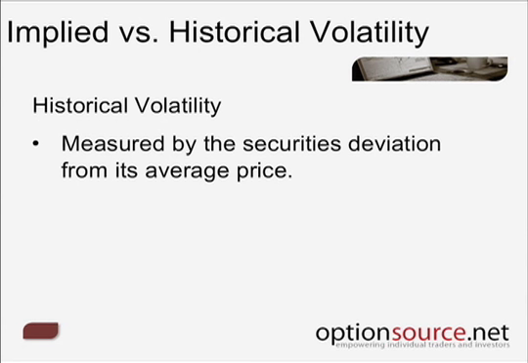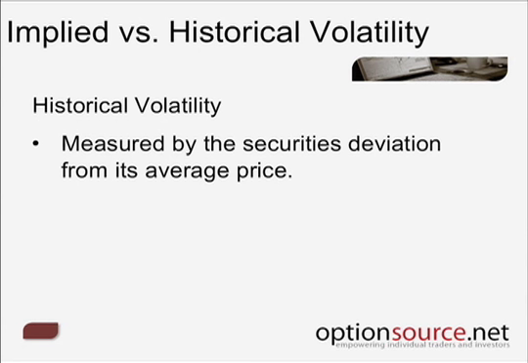So our historical volatility gives us a benchmark as to how the underlying security has been moving, whether it's been highly volatile and making big price swings, or whether it's been low volatility, making very narrow price movements. This gives us an idea more or less of what I like to call the personality of the underlying security.